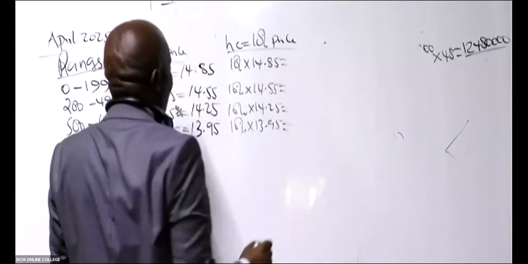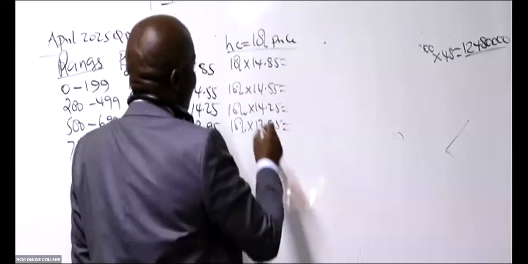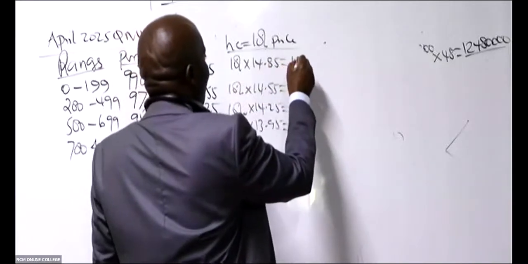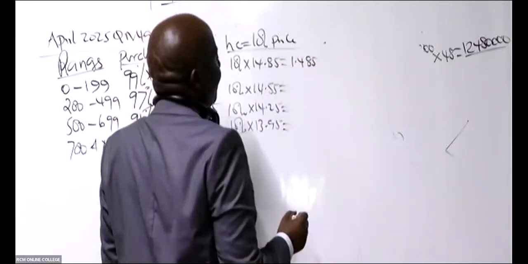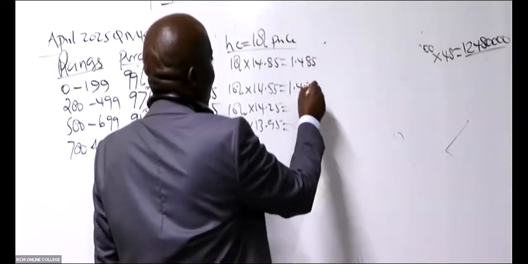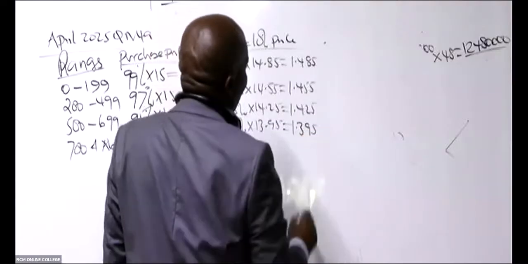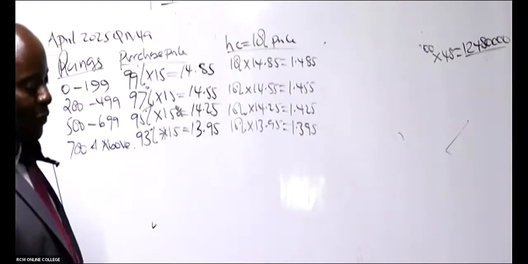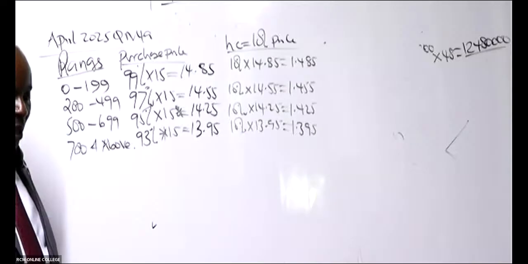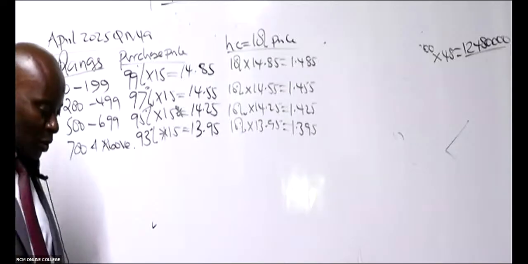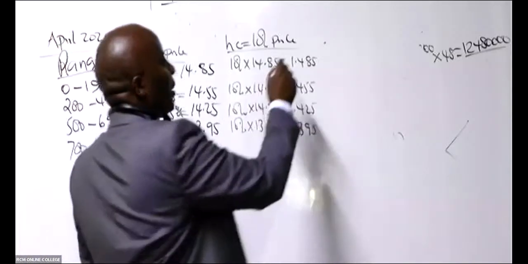So this one, I don't need anybody's calculator because I'm able to tell that this will be 1.485. This will be 1.455. This will be 1.425. This will be 1.395, like that. So now we have our holding costs. It is after getting these holding costs that we should beautifully come and get EOQ now.